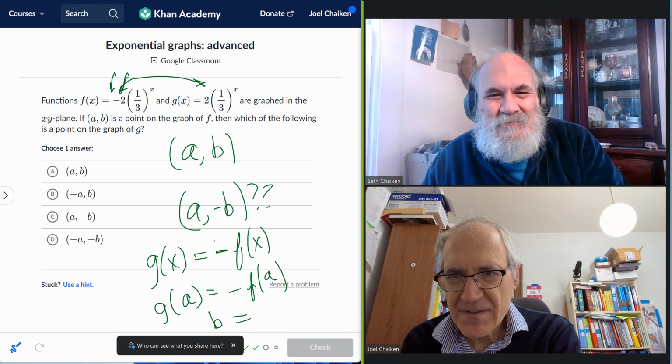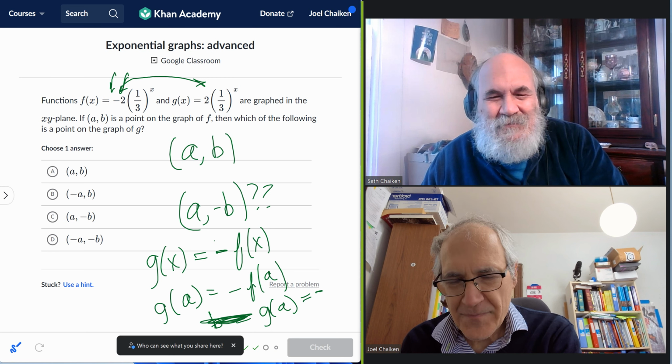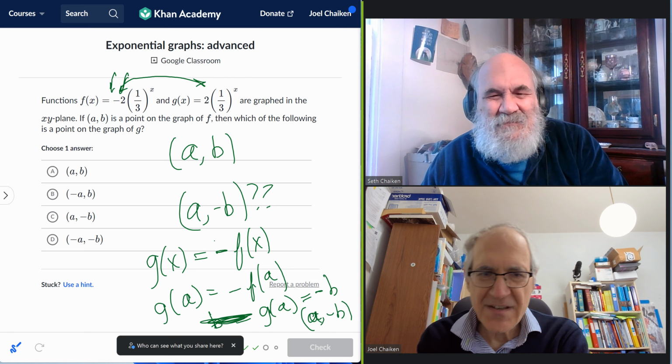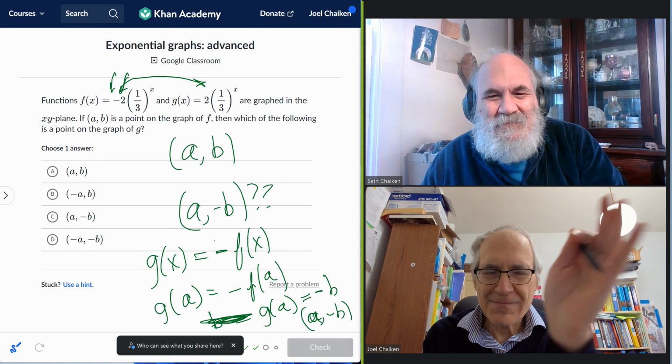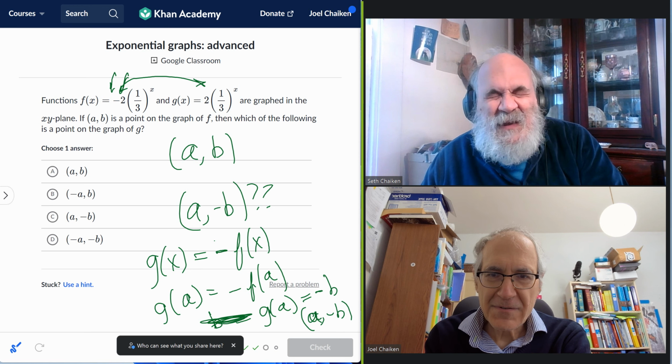But F of A is B, right. So G of A is equal to the negative of B. Right. Which means that the point is A, negative B. Wow, look at that. That's a fancy, methodical way of doing it without just looking at the answer.